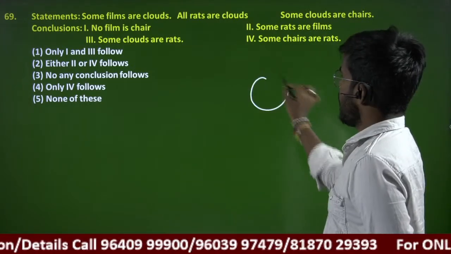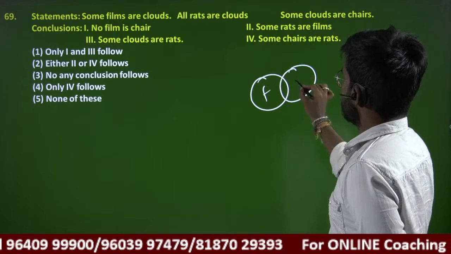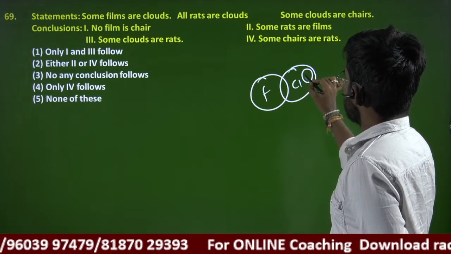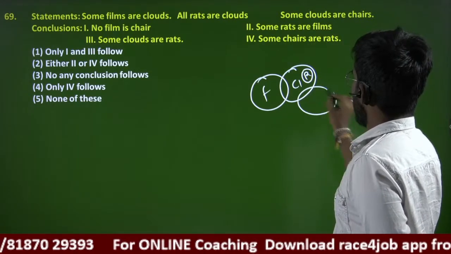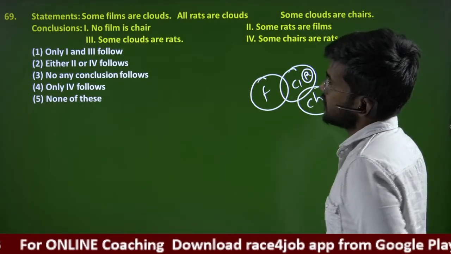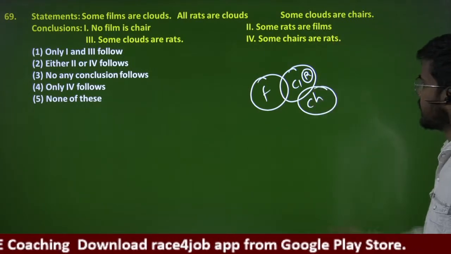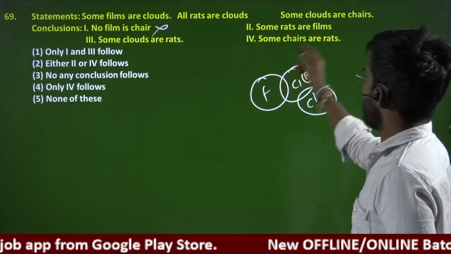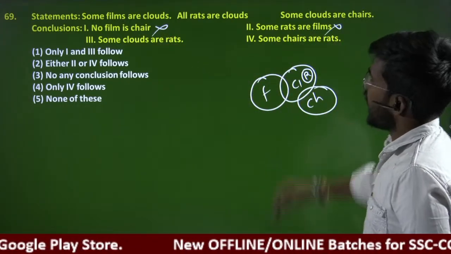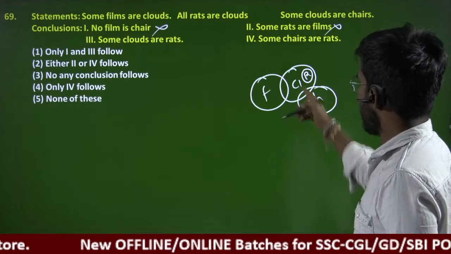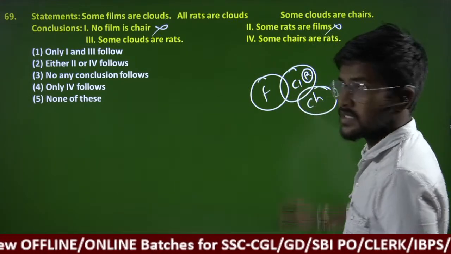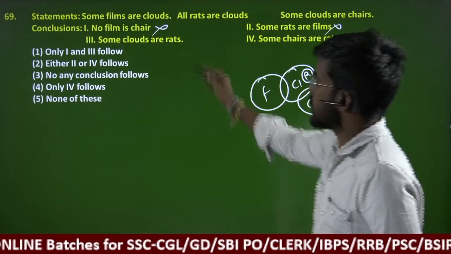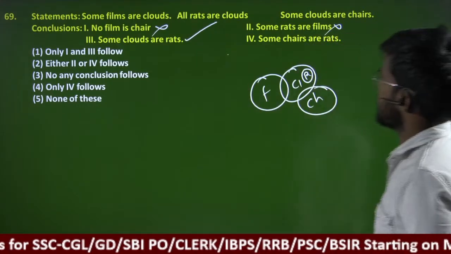Some films are clouds. All rats are clouds. Some clouds are chairs. No film is chair. There is no direct relation between them, so wrong. Some rats are films. No. And also some clouds are rats. Yes. Here from outer circle to inner circle, some condition is always correct. So option number three is correct.